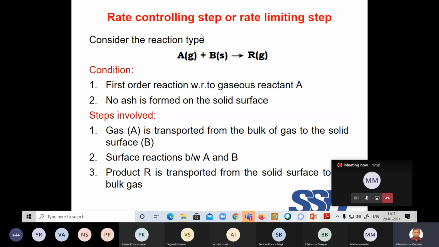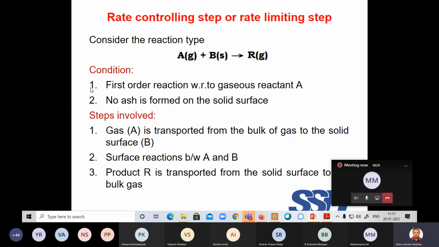Let us assume there is a reaction, A gas plus B solid gives you R gas, right? So what does that mean now? This is a heterogeneous reaction. Two reactants are there, one product is there. The reactants are a gas and a solid, which react to give you a gas as a product.